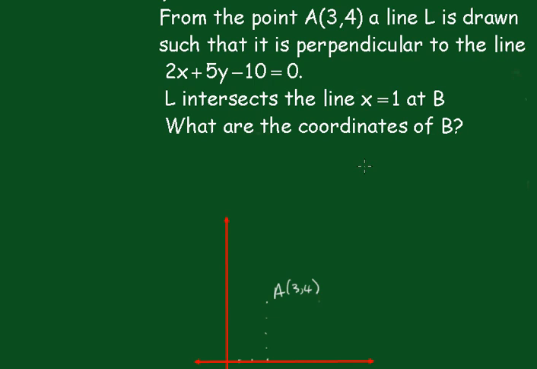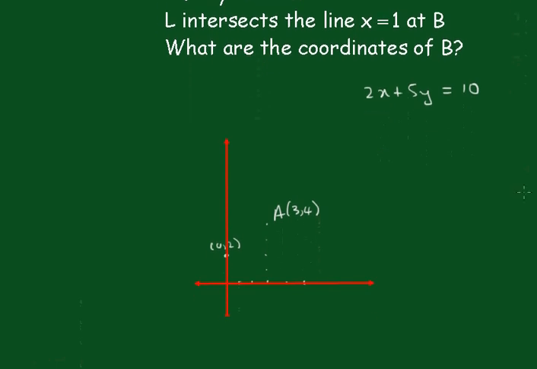And the line 2x + 5y = 10. So when x equals 0, y is equal to 2. So there's (0, 2) there. And of course, when y equals 0, x equals 5. Let's move this up a bit. There we go, (5, 0). So there's my line.